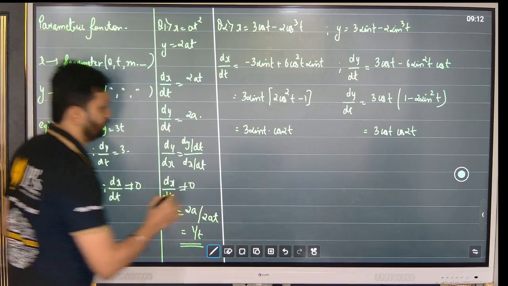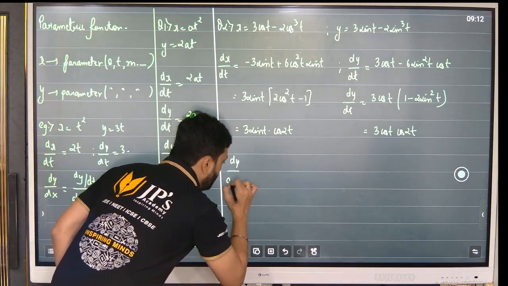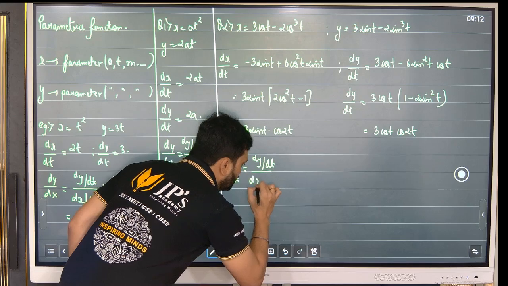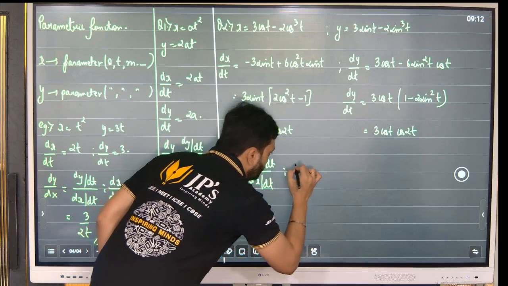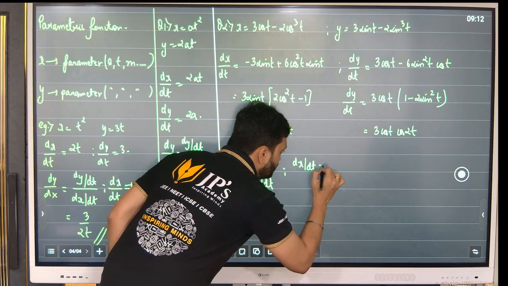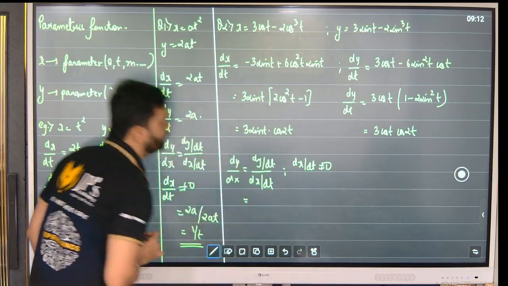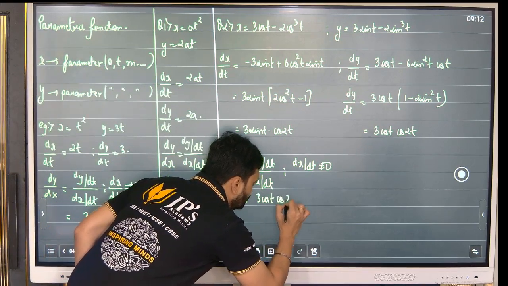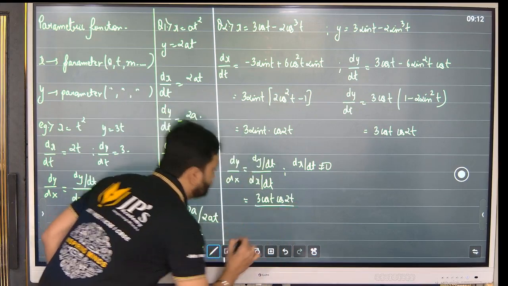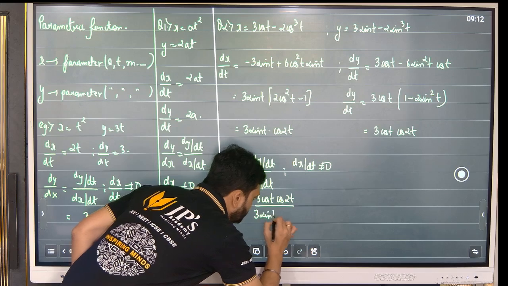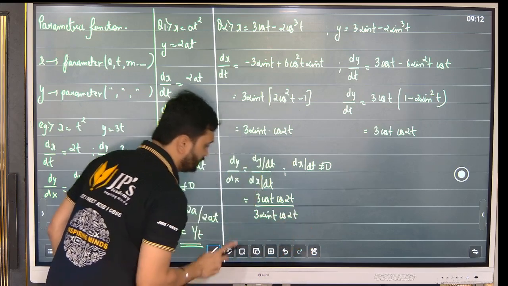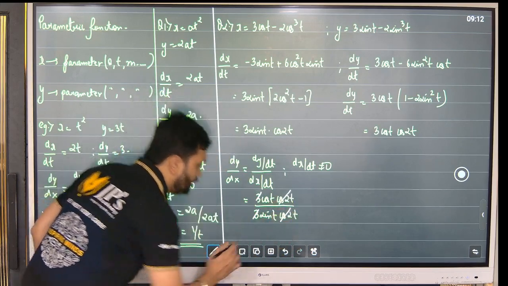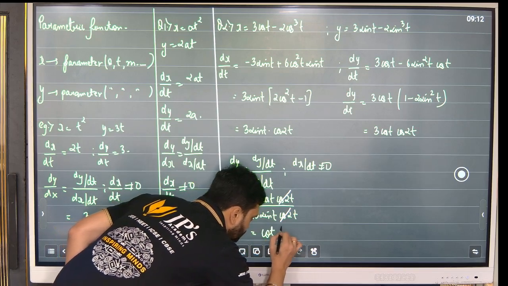And now when I write dy by dx is equal to dy by dt upon dx by dt, where dx by dt is not equal to 0, and I substitute this here, I get 3 cos t into cos 2t upon 3 sin t into cos 2t. The 3 cancels, the cos 2t cancels, and my final answer is cot t.